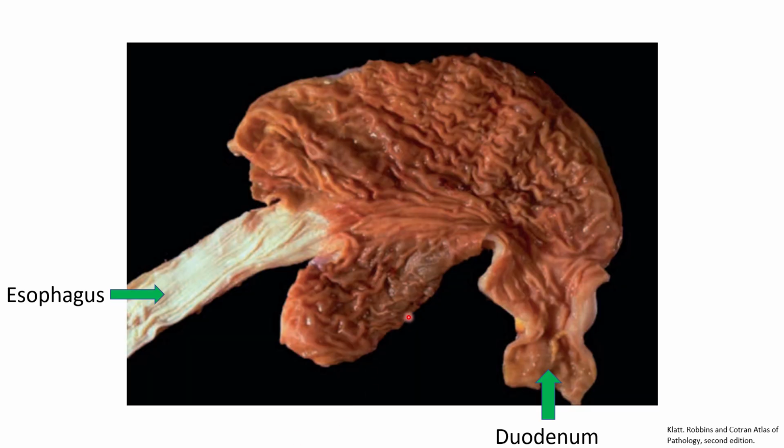In this slide, we can see the gross appearance of an opened stomach. So this is how a normal stomach looks. We can see it has gastric folds, also known as rugae. And here we have the esophagus, esophageal mucosa. We can see it is a white, smooth surface, unlike the gastric mucosa, which has the folds. And here the stomach empties into the duodenum.